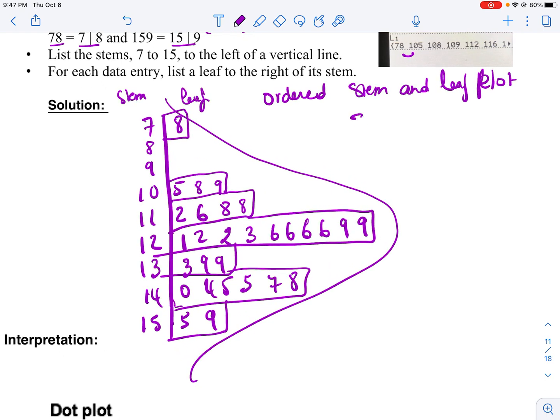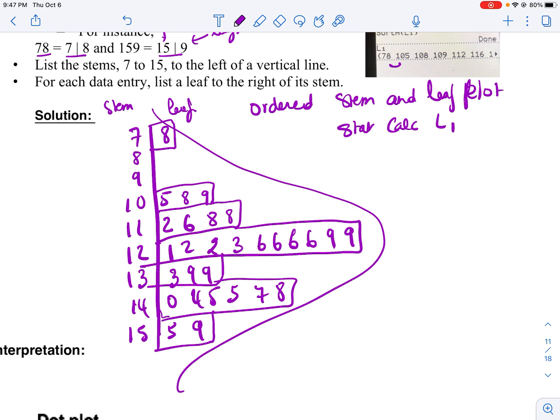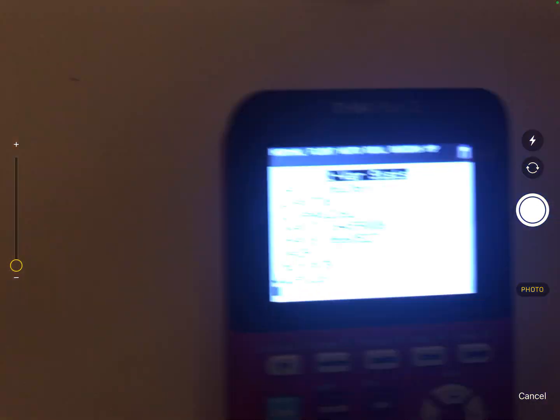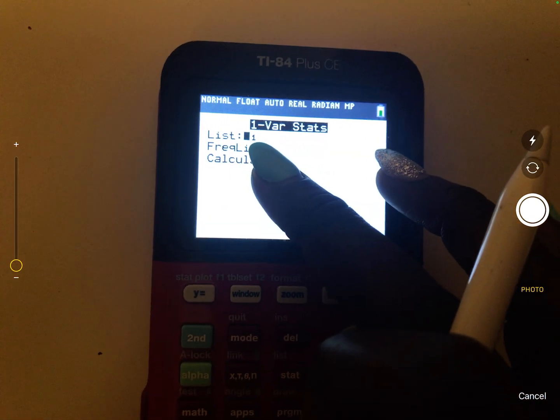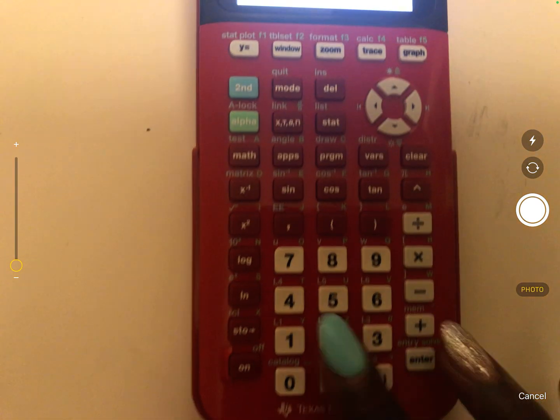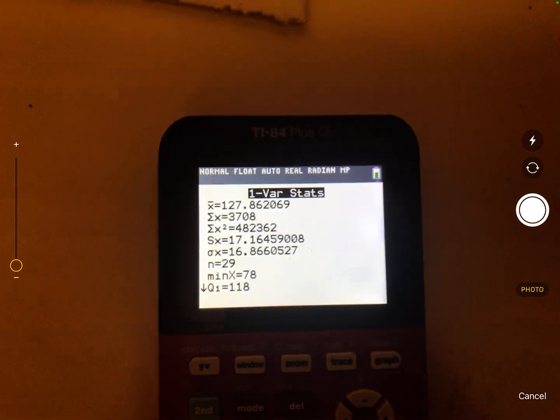If you go to Stat Calc L1, mine was in L1. Stat Calc 1 var stat L1. All right, you're going to get the summary statistic really quickly as well. So this is what we get for the summary statistic. So what did I say? Stat, calc, 1 var stat, plug in L1 here. So you do second function, your L1 is right here, and you press calculate. You're going to get your summary statistic.